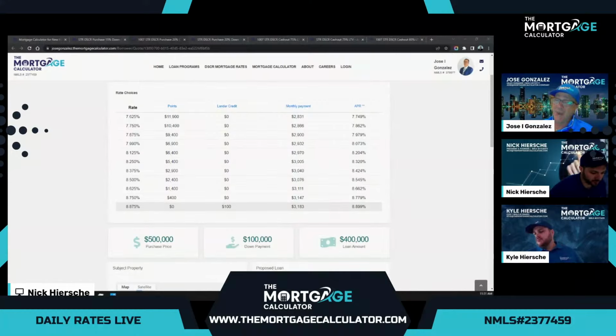And if you can get it at 80% LTV, you're probably going to be looking at like 2.5 to 3 points at an 80% loan to value in a conventional. So when you look at this scenario here, it's pretty much the same price because we have a $400,000 loan amount. So at 7.875, we're roughly 2 point something points.